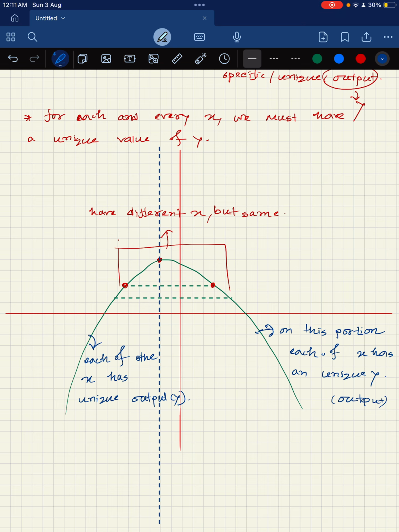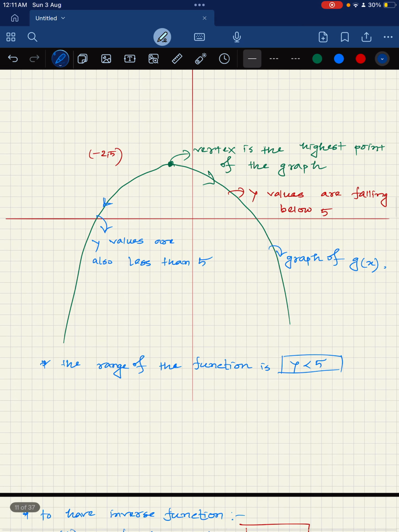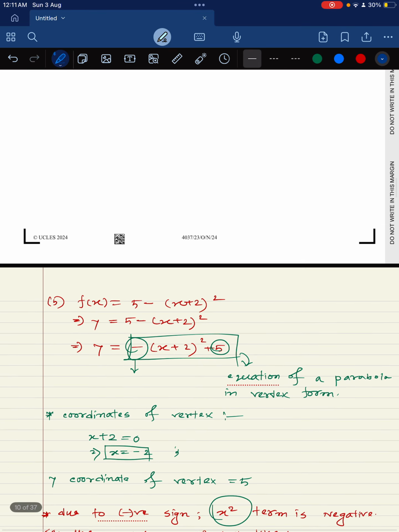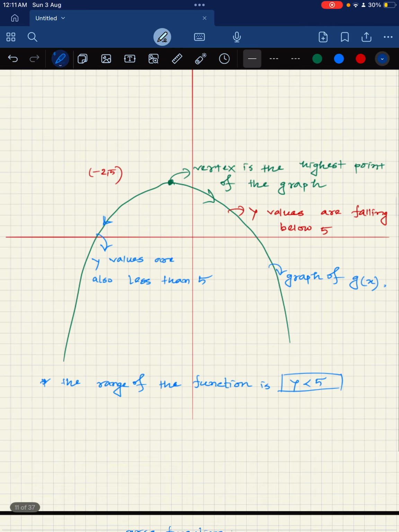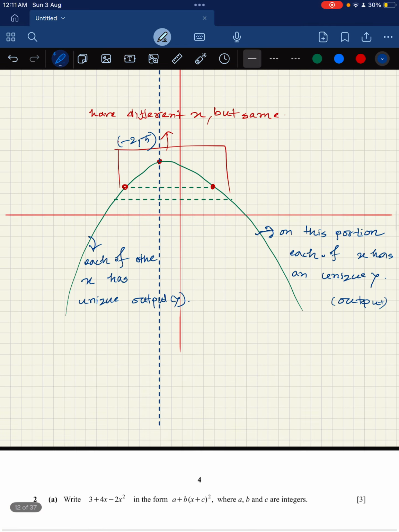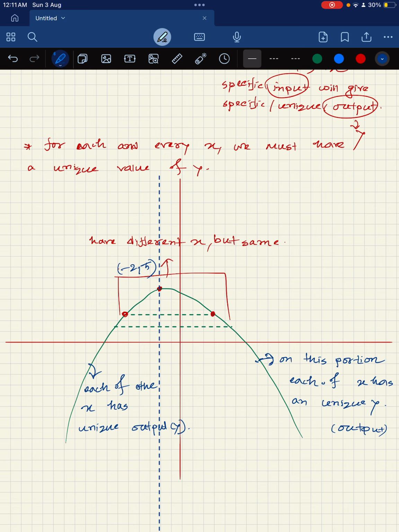So that means we have to take either the right side or the left side of the vertex, which is negative 2 comma 5. As they have mentioned, for x is greater than some k value, we have to look at the right side of the vertex, because on the right side the values of x are greater than negative 2.